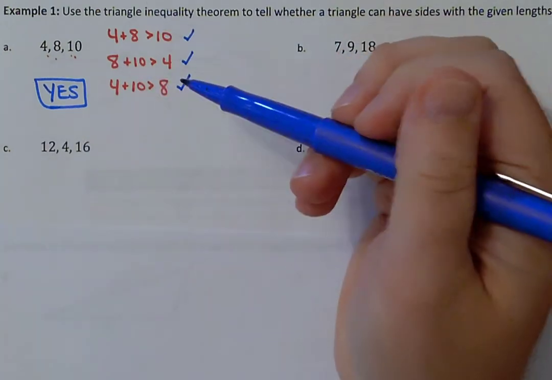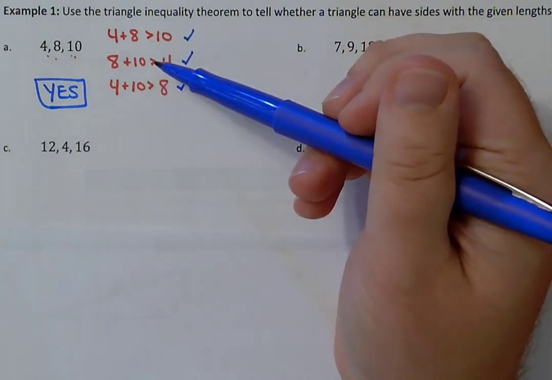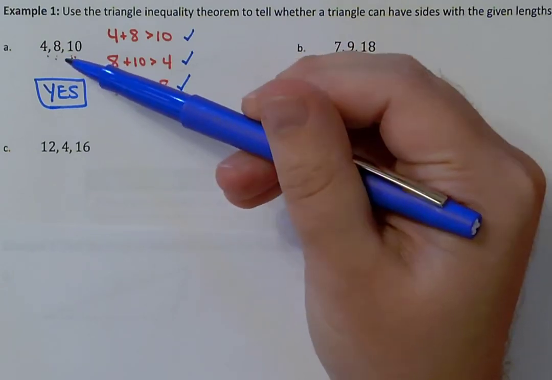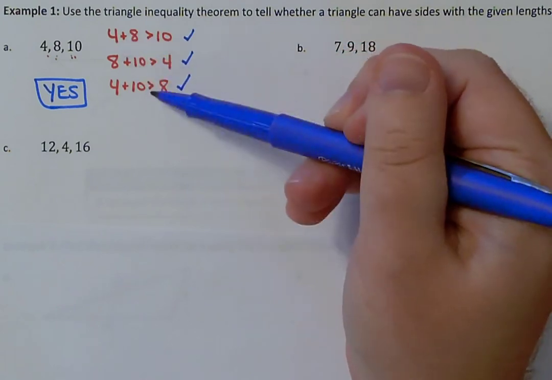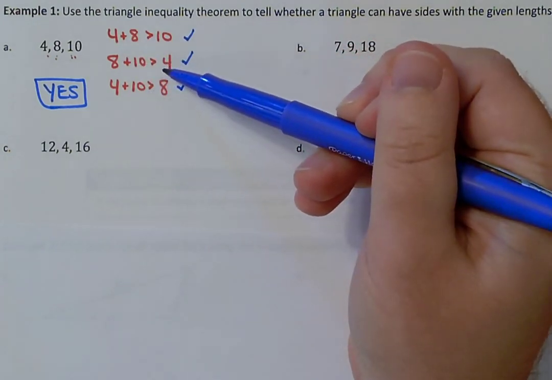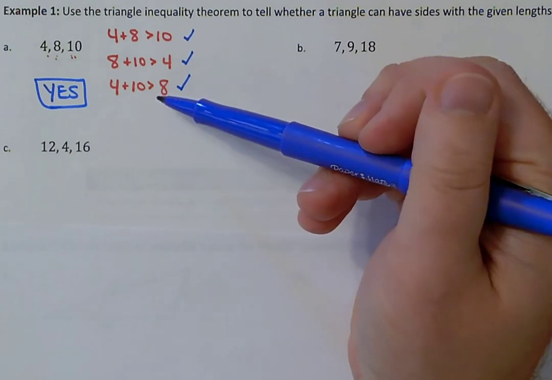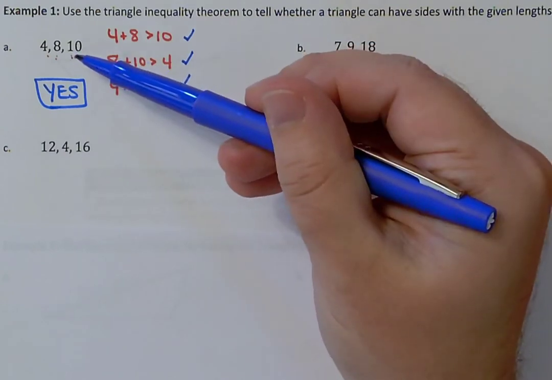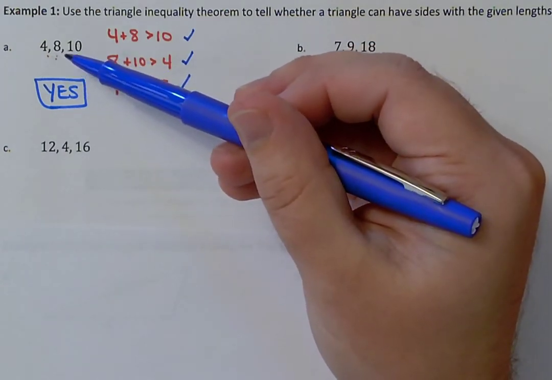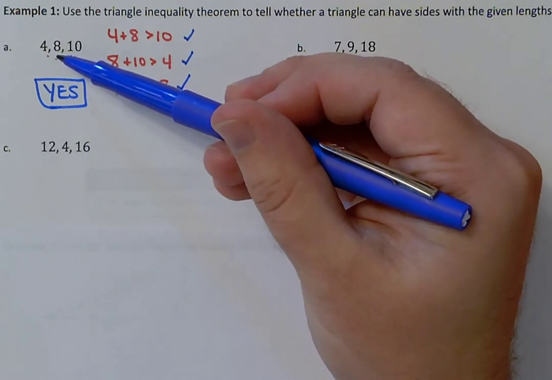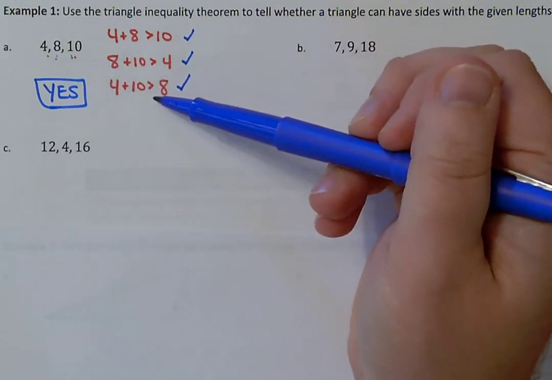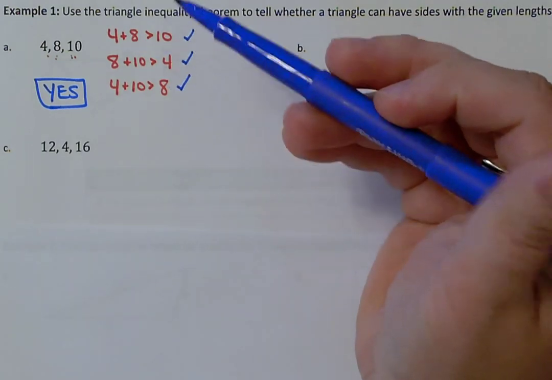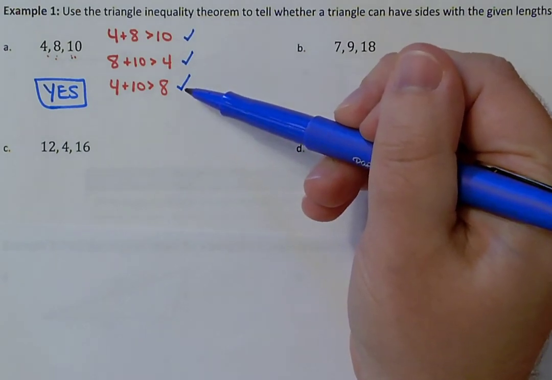Now, if we look at this, if I were to take one of the smaller numbers and always add it with the larger number, whether it's 8 plus 10 or 4 plus 10, so that's these two right here, 10 is already greater than 4, and 10 is already greater than 8. So the reasoning would state that every time you take the largest number and add it with one of the smaller numbers, it will always be greater than the other number, thus giving you a true statement. So every time you run the triangle inequality theorem, you will always get 2 true statements.